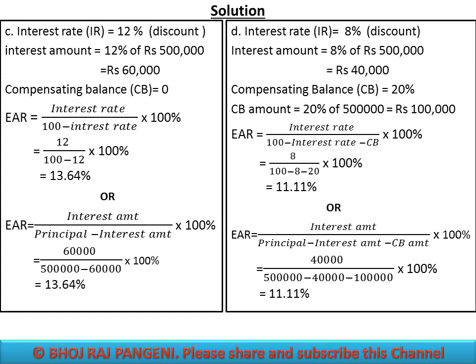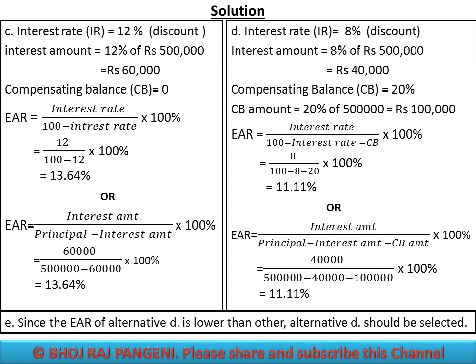This is the decision. Among the four EARs of alternatives A, B, C, D, the EAR of alternative D is lower than the others, so alternative D should be selected, because all these are costs. Cost of funds. So the lower the cost, the better for the corporation, so the lower value should be selected. Since the effective annual rate of alternative D is lower than the others, alternative D should be selected. This is our decision.